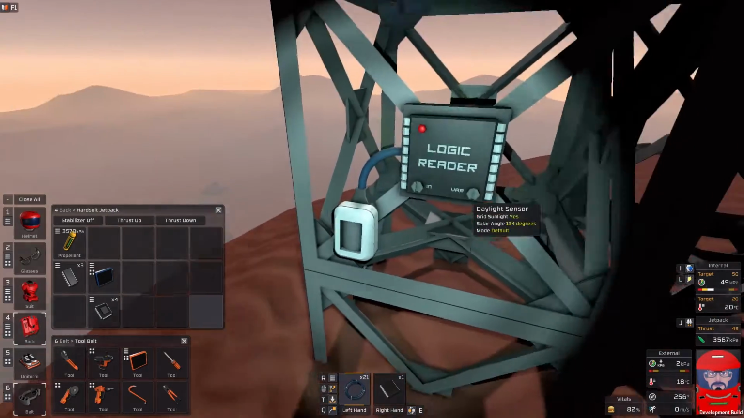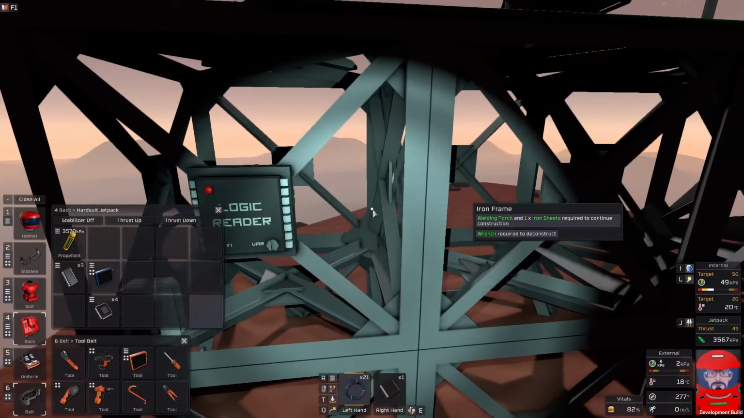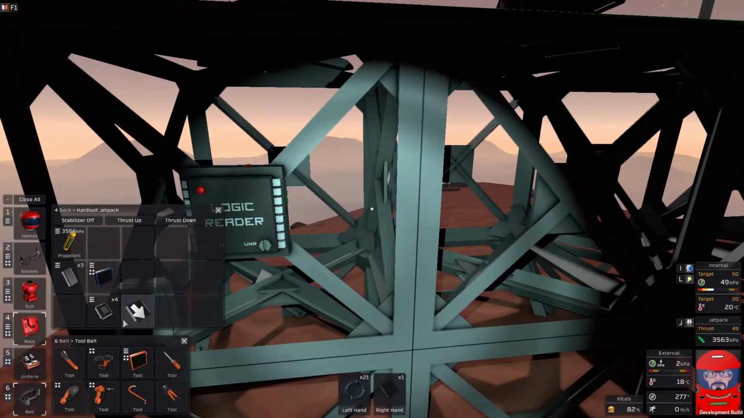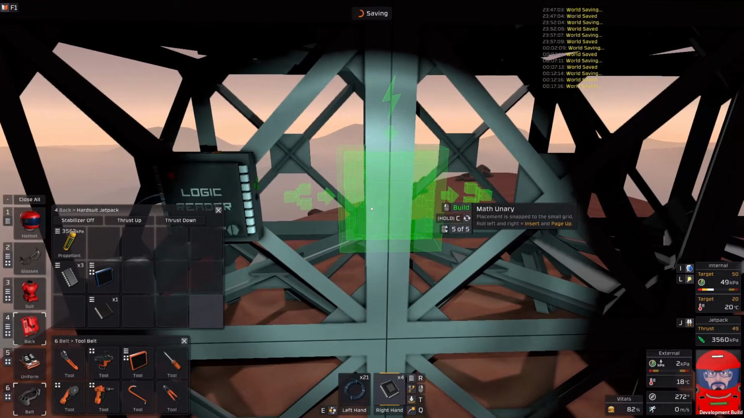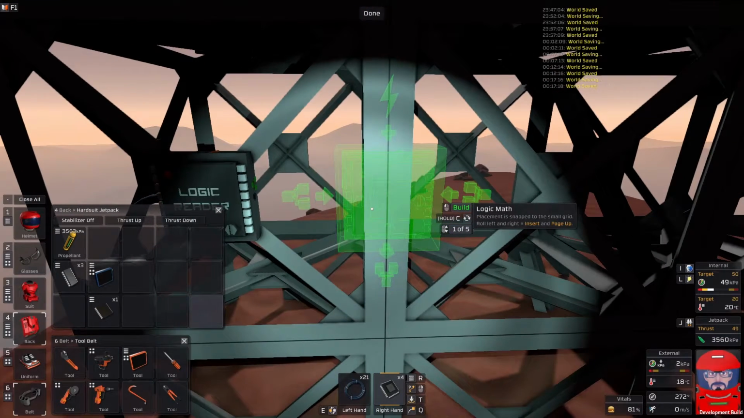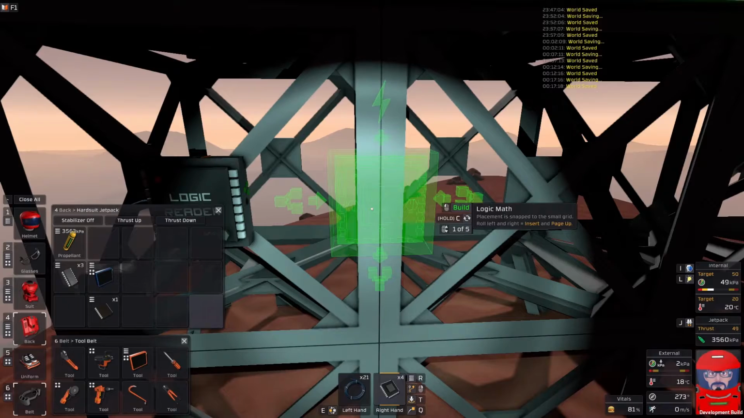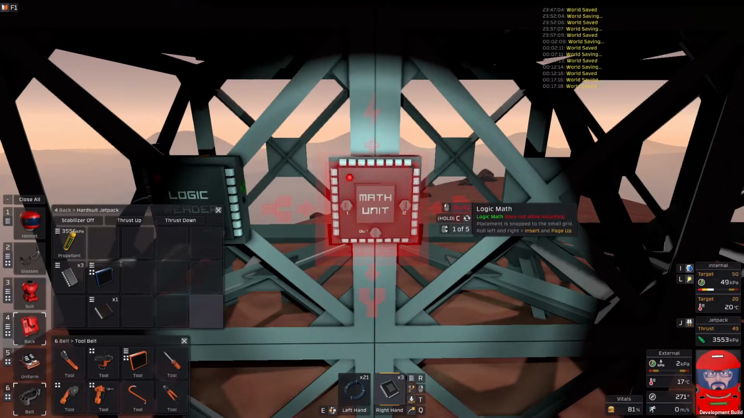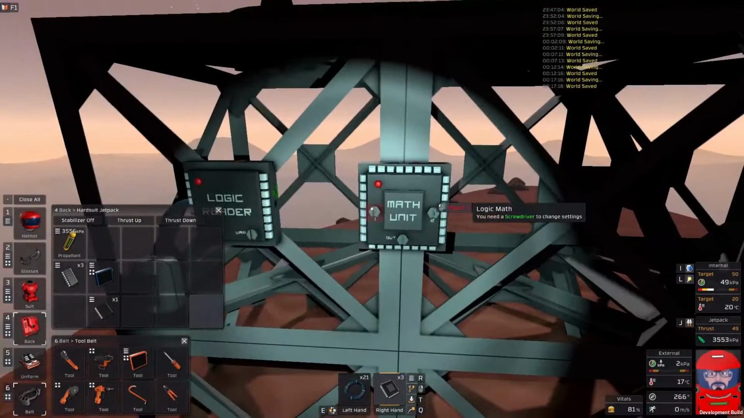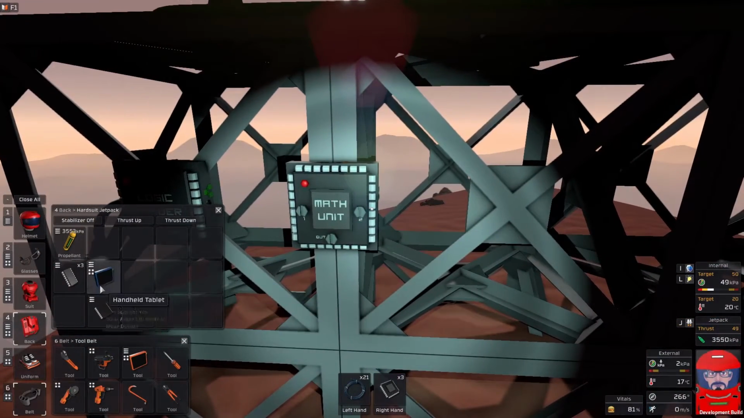Now once we've read the solar angle, we needed to divide it by 180. That's how the plan went. So for that, we shall need a math unit. As you can see, the math unit still has the power at the top, inputs at either side, and an output at the bottom. So reading logically from left to right, next one goes in.